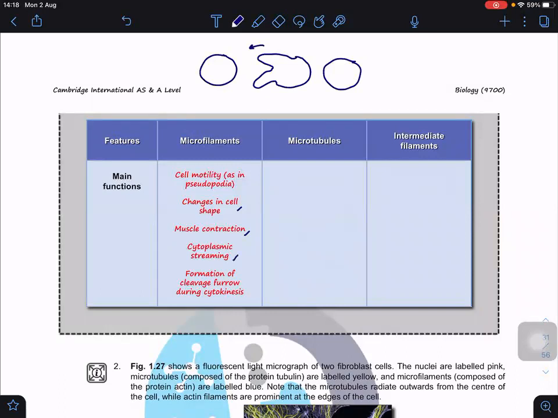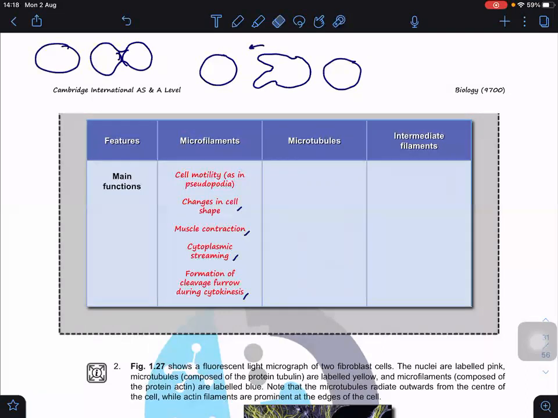Cytoplasmic streaming allows the cytoplasm to move, like when you mix something. Try to imagine that you have a bag of drink. You want to mix it, so you press it, right? So you change the shape. Also, forming the cleavage furrow during cytokinesis, because initially your cell is like this, you need to change its shape. So it forms a cleavage furrow like this, so that later it will form two different cells. Okay, so this is microfilaments.